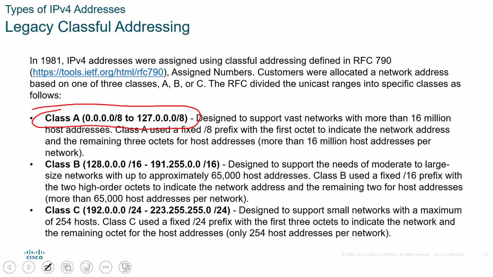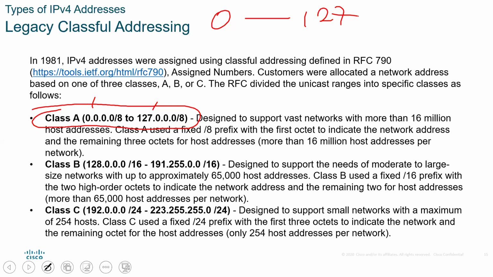So how do you get to know the class of an IP address? Forget about all these numbers. Just look at the first octet. Let's be looking at the values in the first octet. For class A, it ranges from 0 to 127. That's all. From 0 to 127, that is what you get in class A.